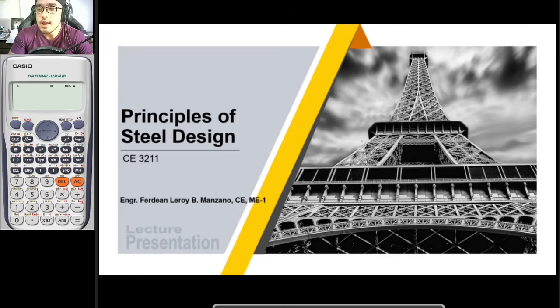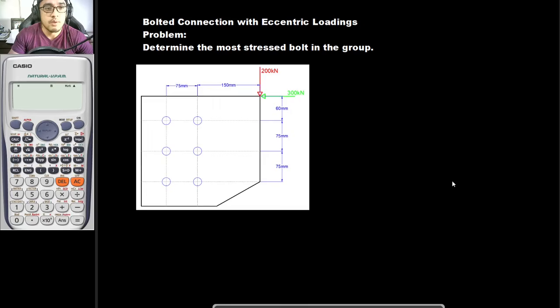For today's meeting, we will be solving a problem regarding bolted connections that are subject to eccentric loadings. Unlike in simple connections wherein the loads act exactly along the centroid of the connection, this time that wouldn't be the case, as there will now be eccentricity. As for this sample problem, a bolted connection with eccentric loading, we will be determining the most stressed bolt in the group.